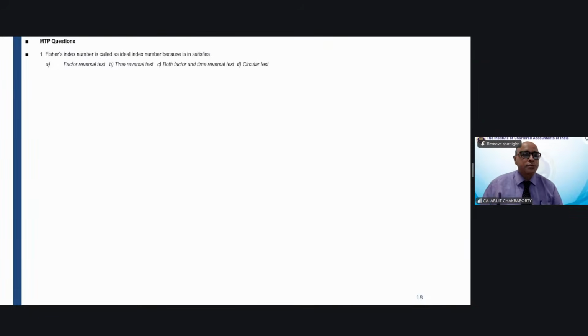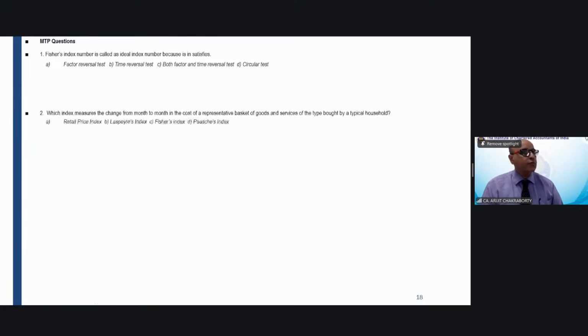Now we proceed to the MTP mock test paper questions. First one comes up. Fisher's index number is called ideal index because it satisfies what? Factor reversal test and time reversal test, so FRT and TRT. We will go for option C.